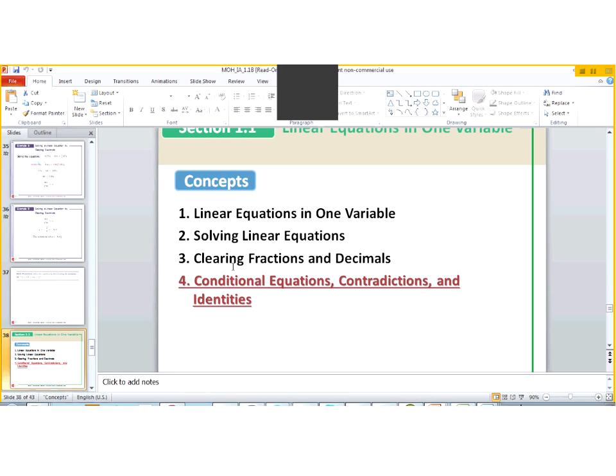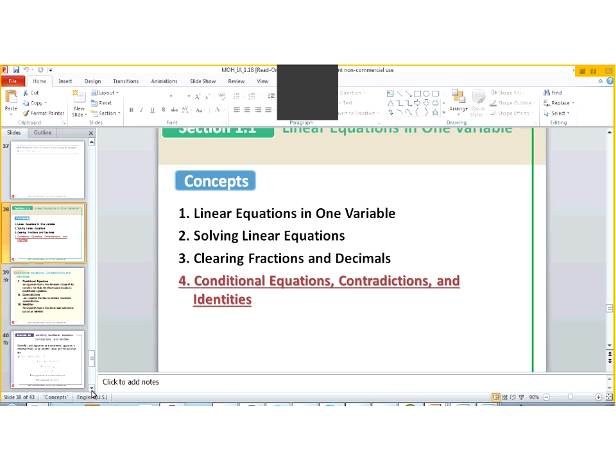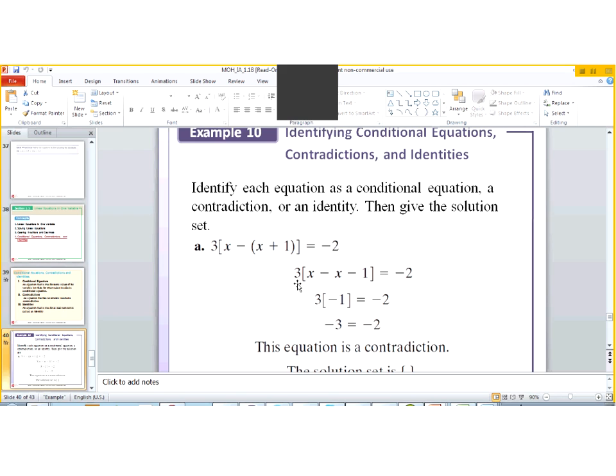So basically, this is how you would solve equations. If you have a fraction or decimal, you can eliminate it. And this would be like a combination of those here. In this case, we have identifying conditional equations. Now, sometimes you have no solutions or infinitely many solutions when you look at the equations. So let's take a look at this one here.